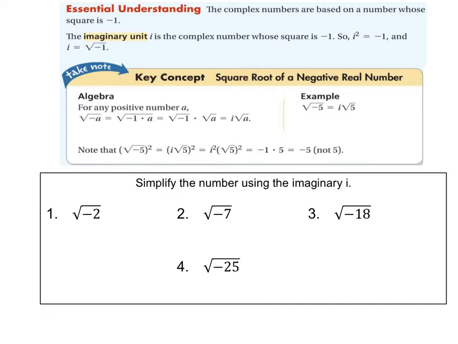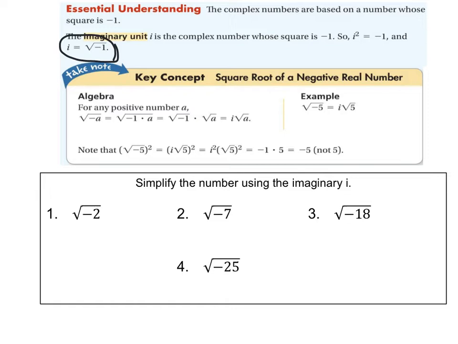What they've done is define what they call the imaginary unit i, the letter i, as the complex number whose square is -1. So essentially, this is really important, this is in your notes, that i is the square root of -1. By changing the square root of -1 to i, we are now able to simplify a square root with a negative in it.